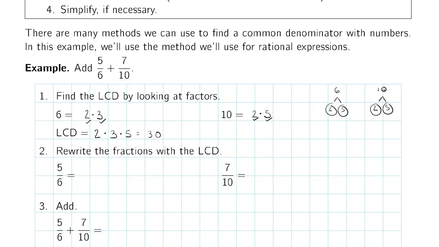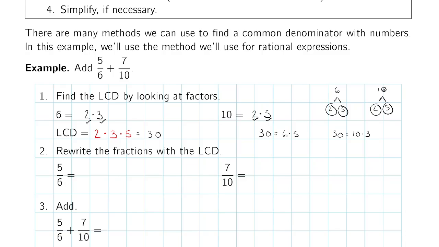And we can confirm that that's a common multiple, right? 30 is 6 times 5. 30 is 10 times 3. But for reasons that will become clear in a moment, I'm not going to use 30. I'm going to actually use 2 times 3 times 5. I'm going to leave my denominator factored through this whole process. And we'll see why as we go along.